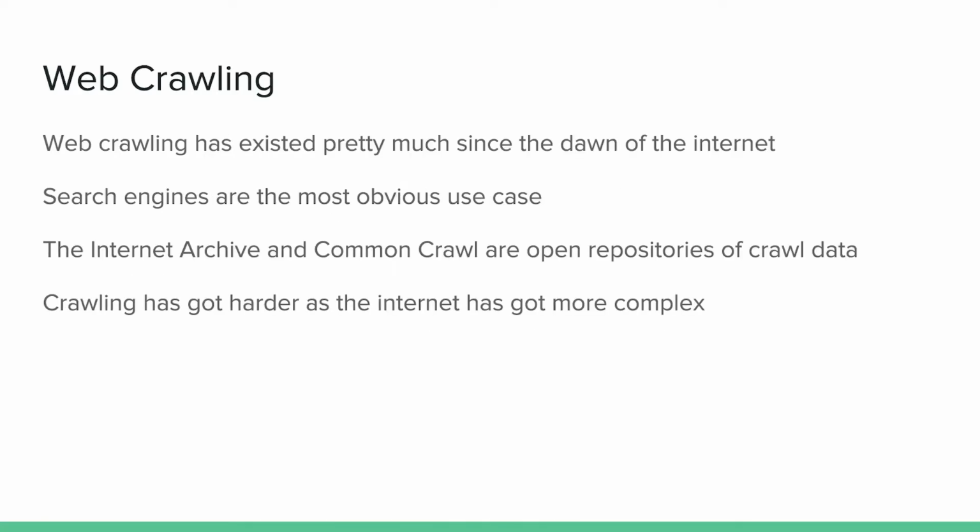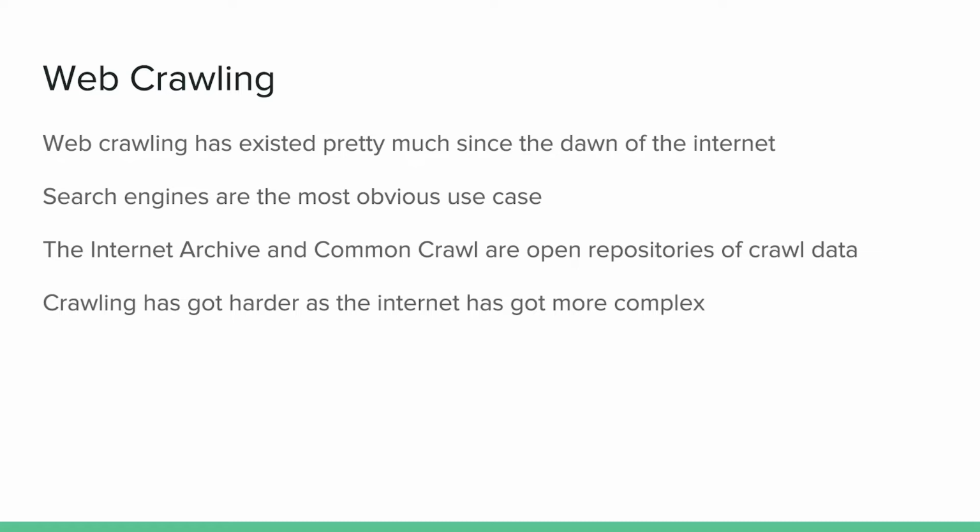So what we're going to look at today is web crawling, and we're just going to do a bit of background into what web crawling is. It's pretty much existed since the dawn of the internet. Search engines are the most obvious case. Google doesn't work by accident. It has the Googlebot that goes out and crawls all these websites, aggregates them, extracts textual information and sentiment from them, and then helps rank those sites accordingly.